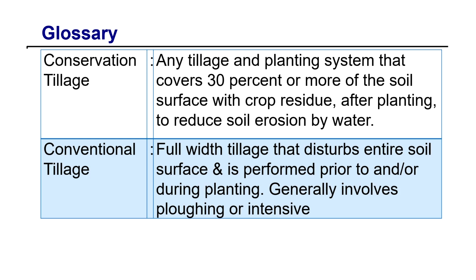Conventional tillage: full width tillage that disturbs the entire soil surface and is performed prior to and or during planting. It generally involves plowing or intensive plowing. A number of plowings are done in conventional tillage. A tilth is prepared, then sowing is done. But that is not the case in conservation tillage, where minimum tillage or no tillage is followed.